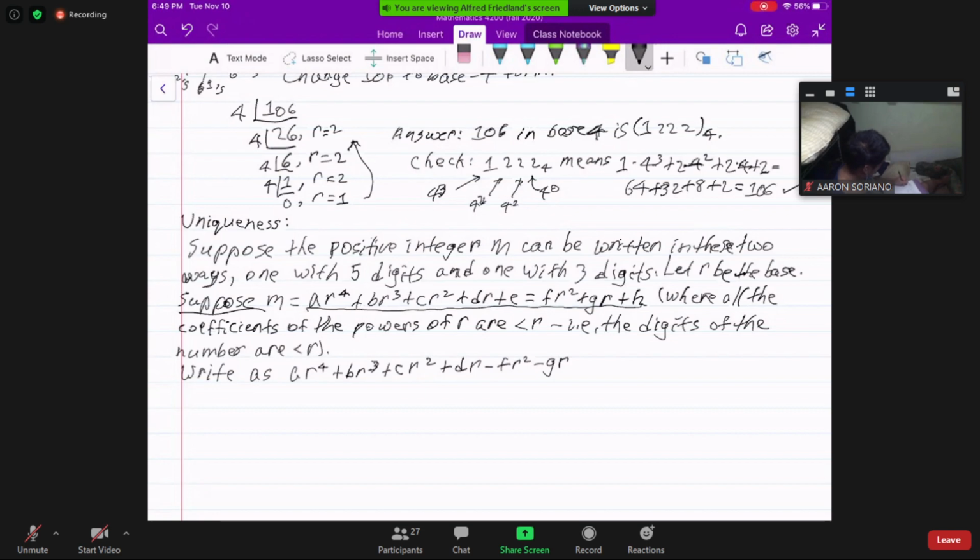I've taken all terms with R's in them and put them on the left, and all terms without R, or R to the zero, I'm going to have on the right. So we have the H here, and we had the E on the left minus E. Okay, so I just separated the terms with the R's on one side and the constants without the R's on the other side. So I'm not going to rewrite this whole thing.